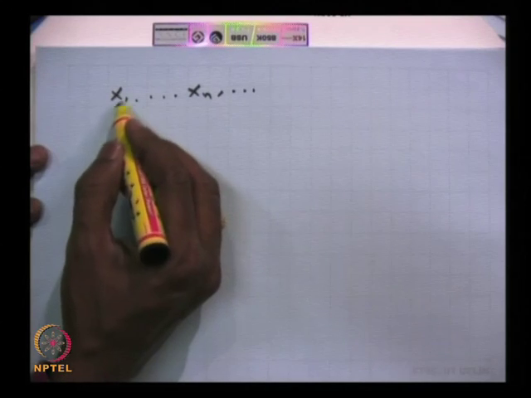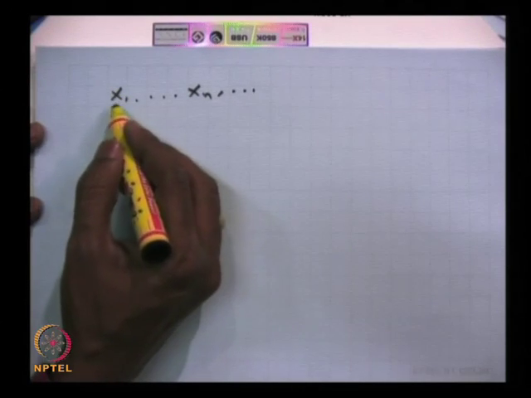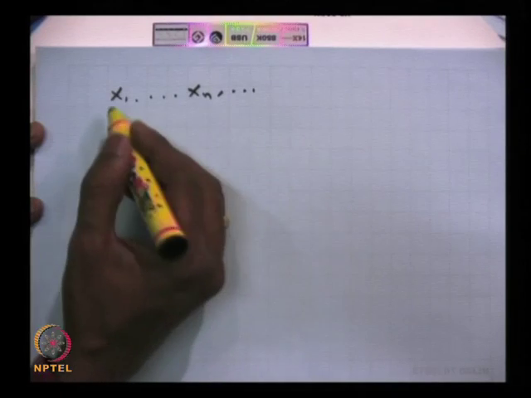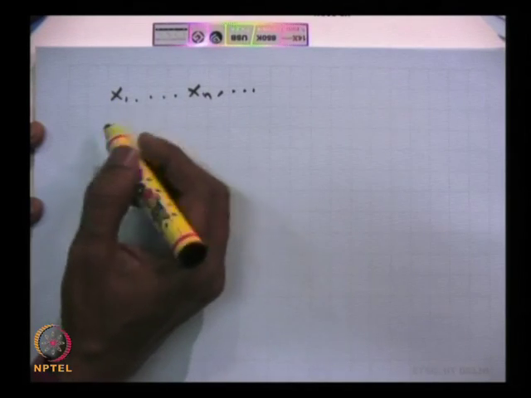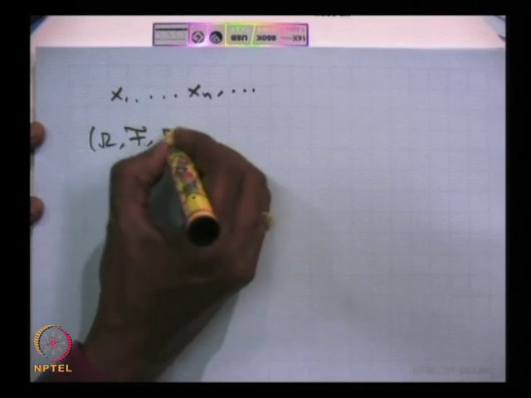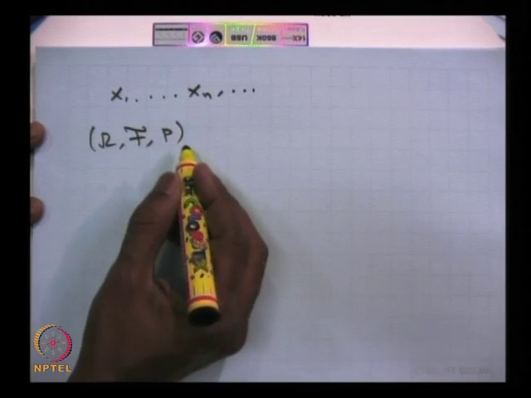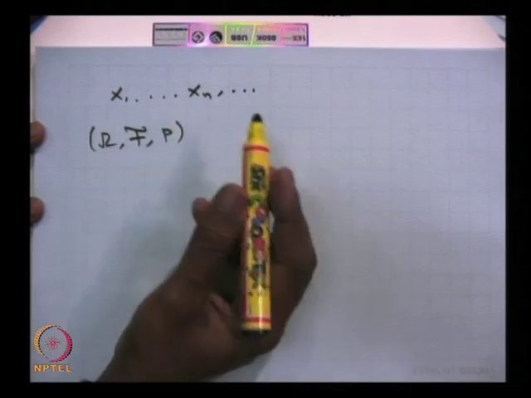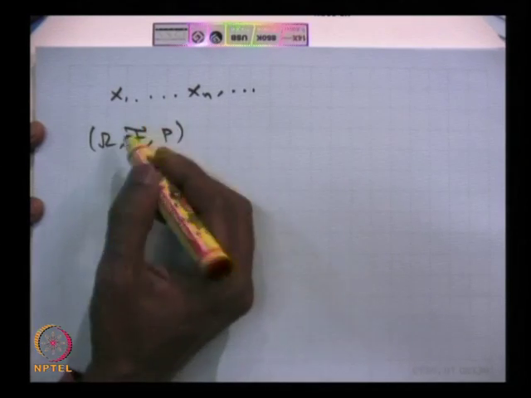Therefore, you can create many more, countably infinite or uncountably many random variables, over the same probability space. That means you have one probability space, and in that single probability space you can always create either countably infinite or uncountably many random variables.